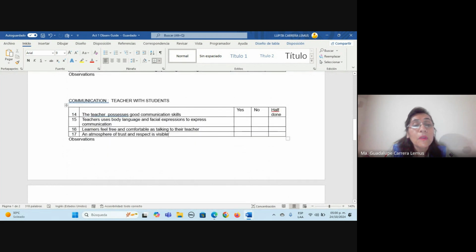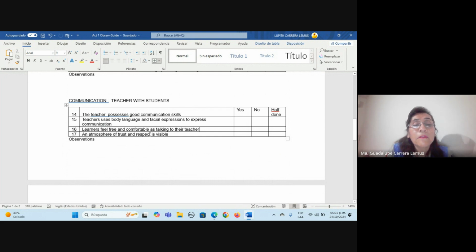Then the communication between teacher and students. This is crucial because we know that a teacher who possesses good communication skills is going to be a great teacher, because he knows how to communicate with each student based on his personality, his needs and his interests. And we can see if the teacher uses body language or facial expressions to express communication, or to show empathy or motivate students, or just to let them know that they are on the right track, or that they are doing excellent on the assigned activity.